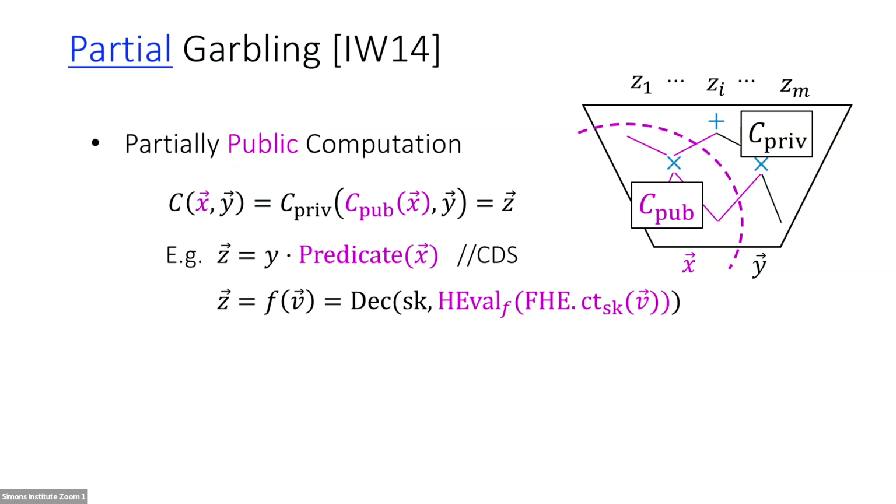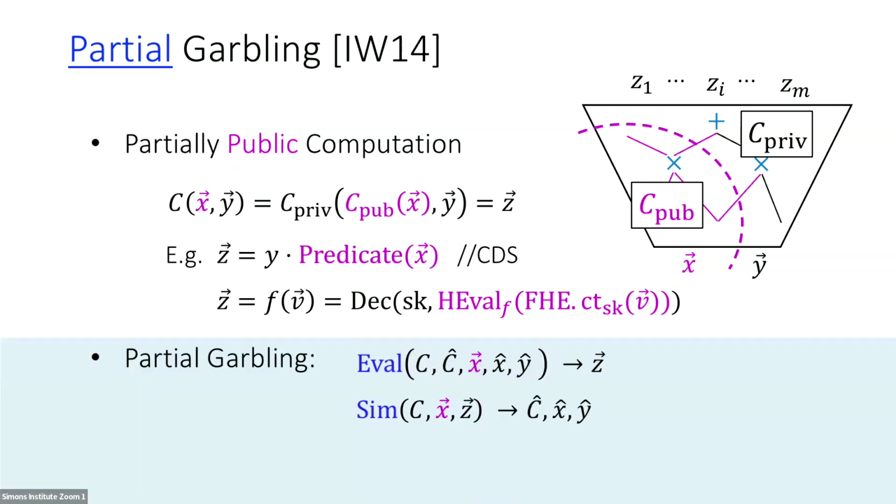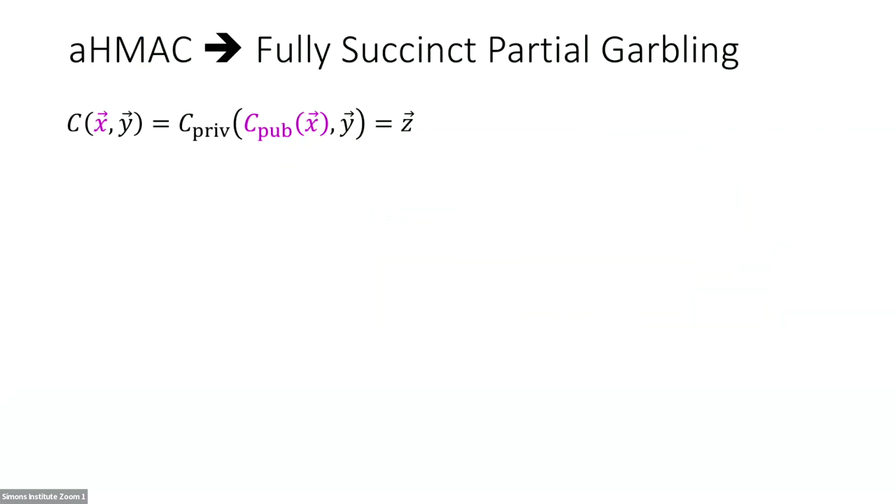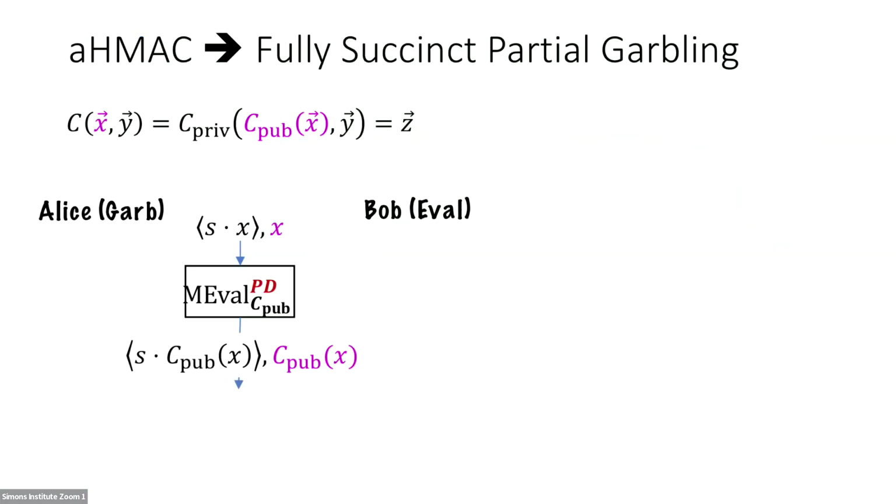Okay? In all these computations, we can see the public part is actually really large. The private part is quite small. And when we garble such a computation, we would like to not pay for the cost of the entire computation. And thanks to the fact that public input is public, it is known to both the evaluator, and we don't have to hide it. Therefore, we can hope that the entire garbled circuit only grows with the private part of the computation. And this can basically be done off the bat using AHMAC.